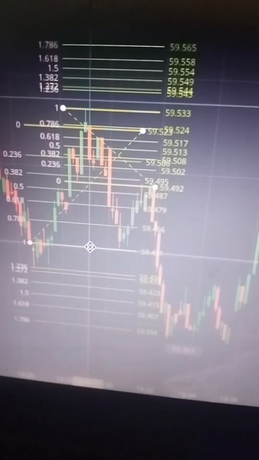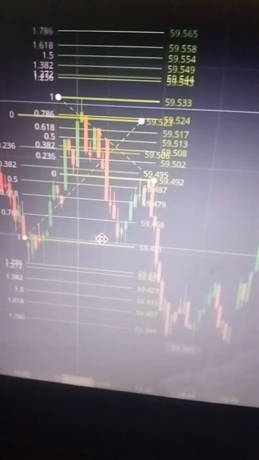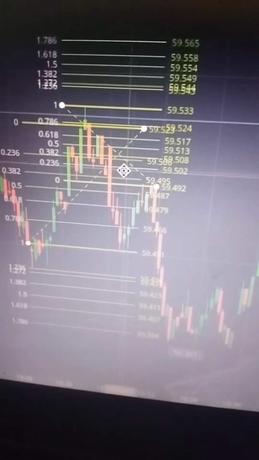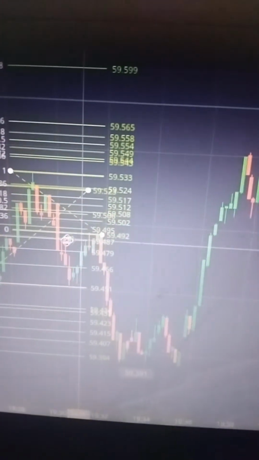So anyways, what happens here? It broke. The structure is broken now. Since I have a change in character, I am not going to enter a buy down here. Just because the market dropped to the optimal trade entry, it doesn't mean I'm gonna enter a buy. Why? Because I'm still bearish, and there is no changing character here. Still bearish.